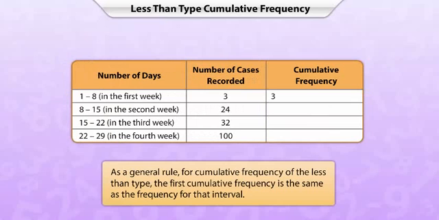As a general rule, for cumulative frequency of the less than type, the first cumulative frequency is the same as the frequency for that interval.